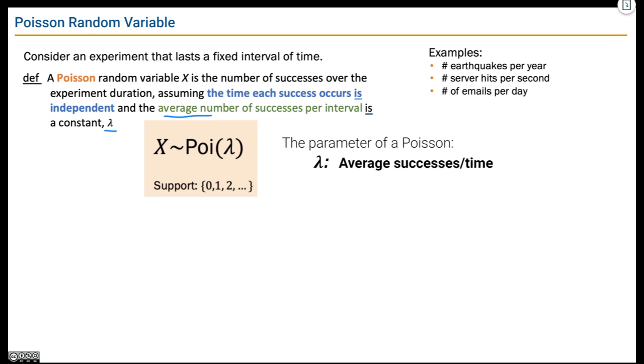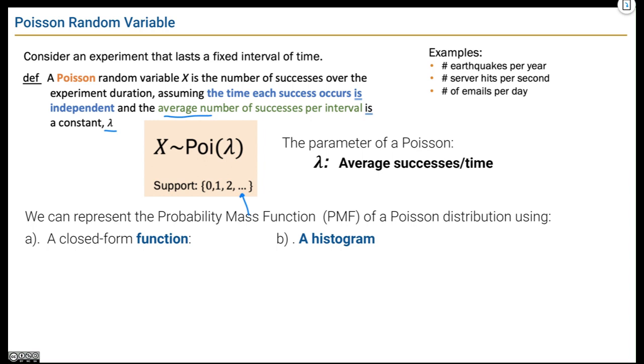Here's the notation we use, and you'll notice here that in my support, I can have 0 successes, 1 success, 2. It actually goes up infinitely, but it's countably infinite, because it's just possible integers, but I don't really have a limit in theory. It can take on any integer value.